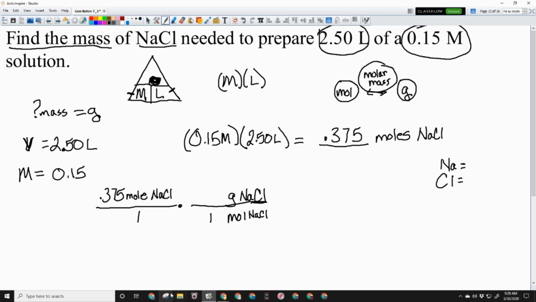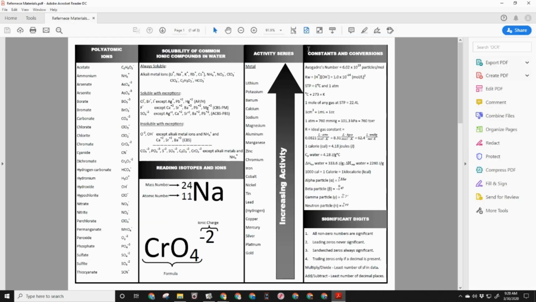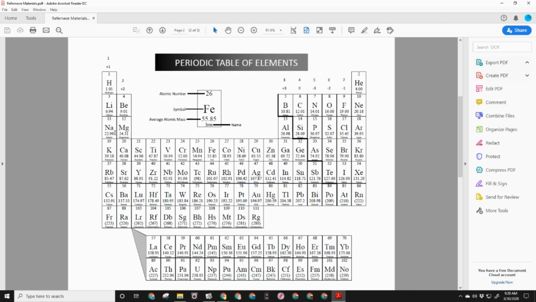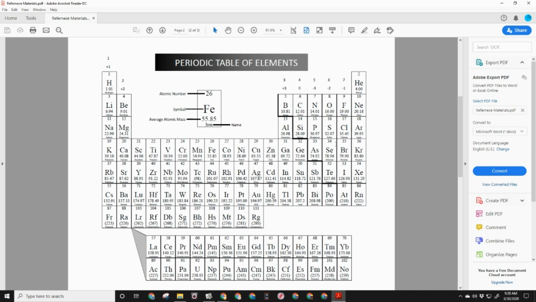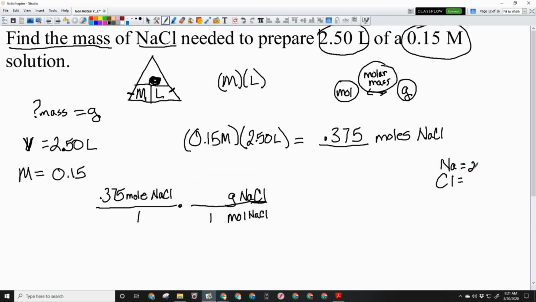Okay, remember molar mass: you add up the masses from the periodic table. So let's go ahead and pull up our reference sheet. All right, so here's our reference sheet. Sodium is 22.99 right here. Chlorine is 35.45. So 22.99, and we only have one. We have 1 chlorine, which is 35.45. So add those together.